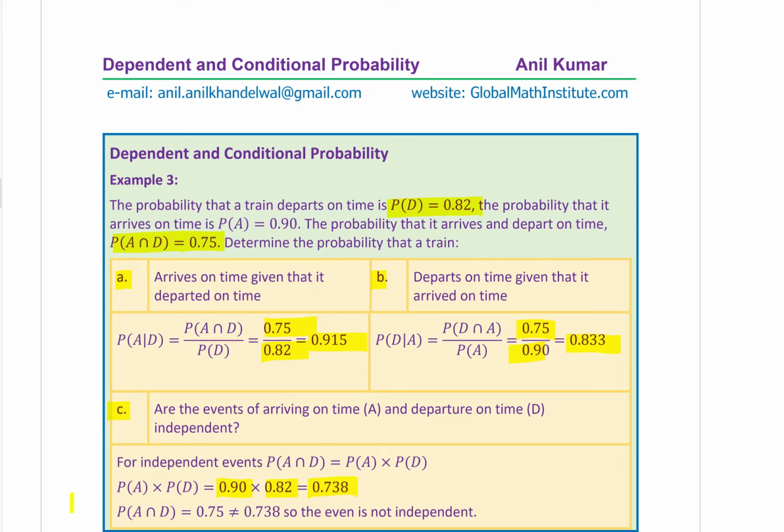However, it is given to us as 0.75, not 0.738. And therefore, it is a dependent event. It is not an independent event, right? So we can conclude the probability of A intersection D is 0.75, which is not equal to 0.738, and so the event is dependent, correct? So the event is dependent.